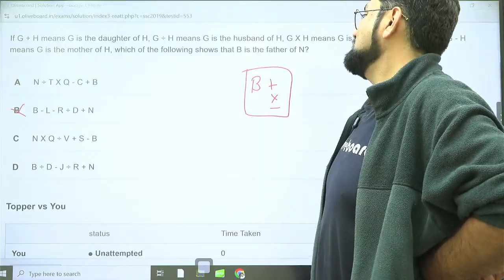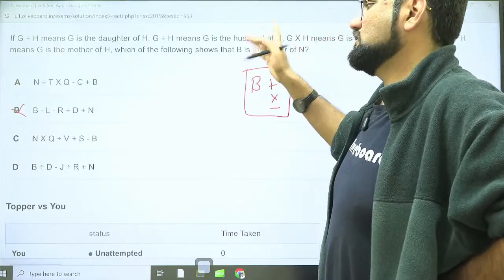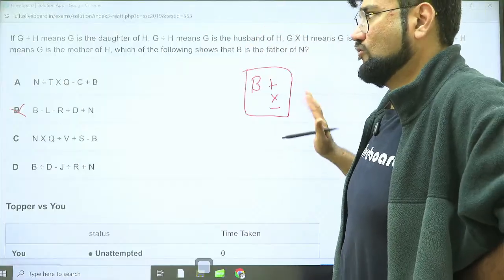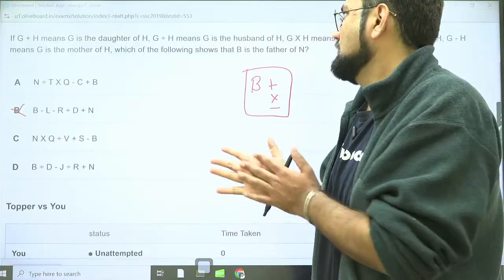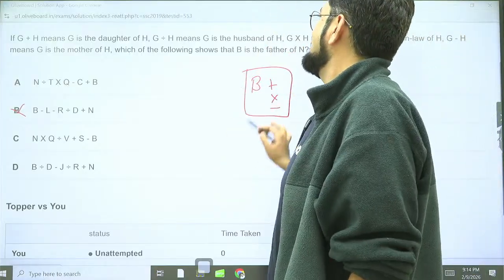Now if you look for proximity, proximity means are B and N close to each other? No, they are not. In all the three options they are front, back, front, back. So you will have to go for checking now. There is no other option. B is the father of N. If you check the first option, N divided by T, N is the husband of T.